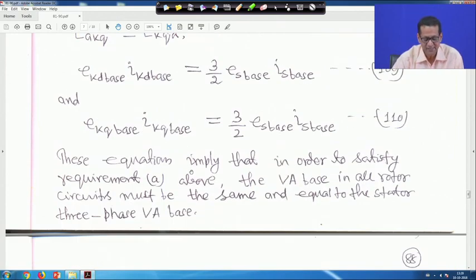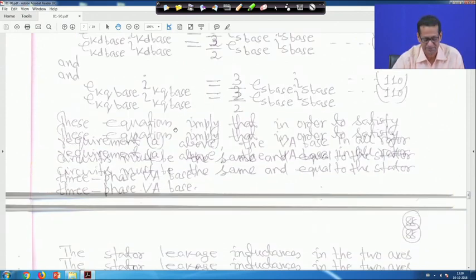So, these equations imply that in order to satisfy requirement A above, the volt ampere base in all rotor circuits must be the same and equal to the stator 3-phase volt ampere base, right. This we have to make base quantities, right. I mean, the right hand side is the stator base quantities and the left hand side is the rotor side, right. They have to be made equal.